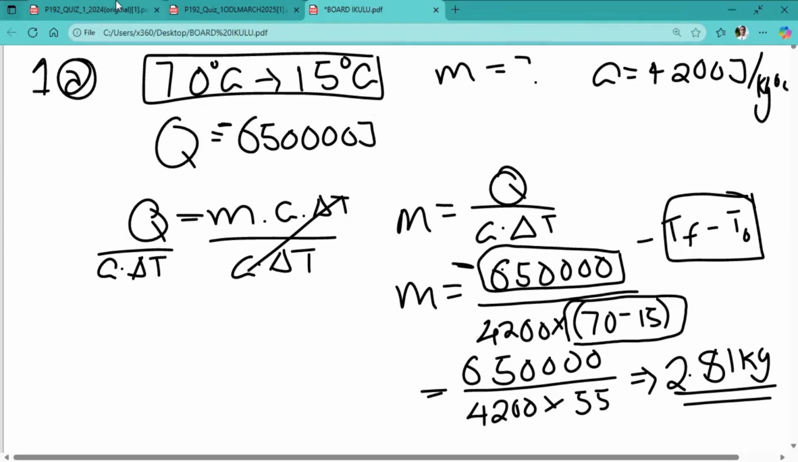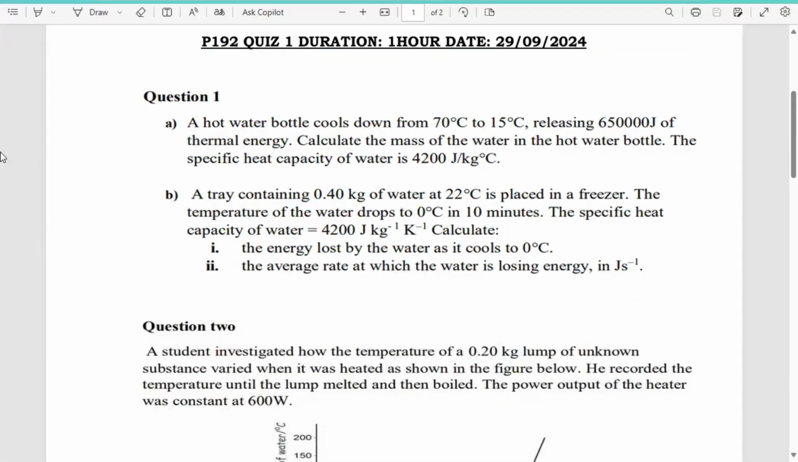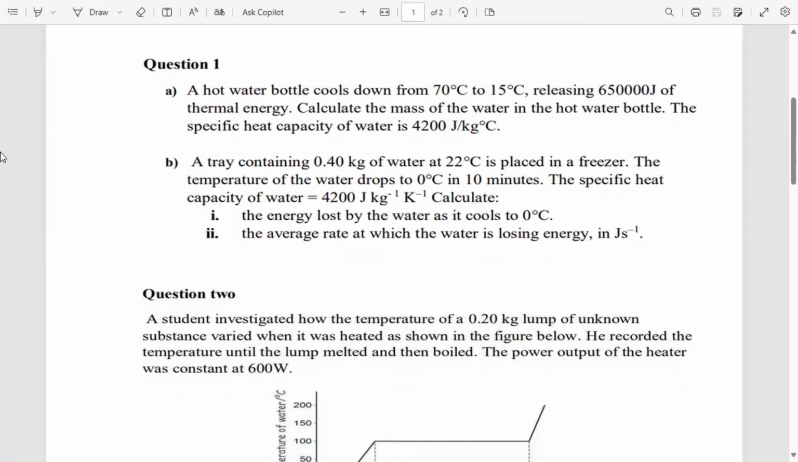Let's go to question B. Question B says a tray containing 0.40 kilograms of water at 22 degrees Celsius is placed in a freezer. The temperature of the water drops to 0 degrees Celsius in 10 minutes. The specific heat capacity of water is equal to 4,200 joules per kg Kelvin. Calculate 1, the energy lost by the water as it cools to 0 degrees Celsius, and 2, the average rate at which the water is losing energy in joules per second.